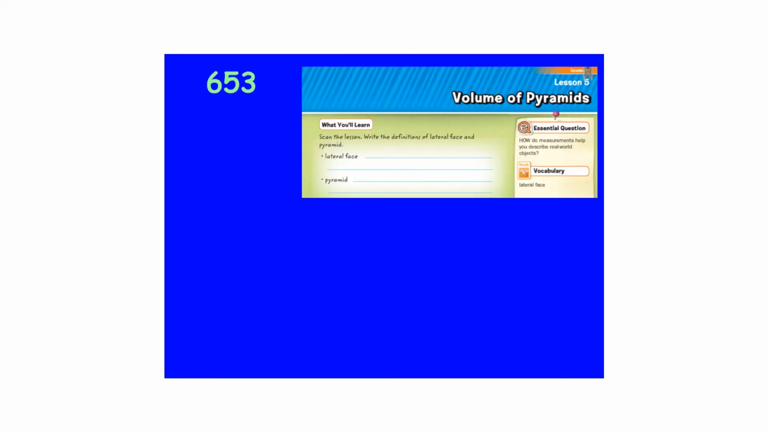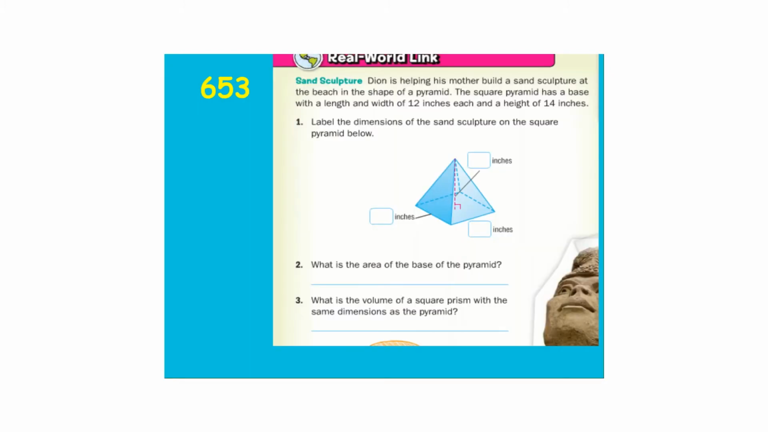Page 653, volume of pyramids. Okay, there's going to be more formulas for you to write down. So they've got a sand sculpture here in the shape of this pyramid. Looks like a rectangular square. It says a square pyramid has a base length of 12 and a height of 14. Label the dimensions. So go ahead and do that.